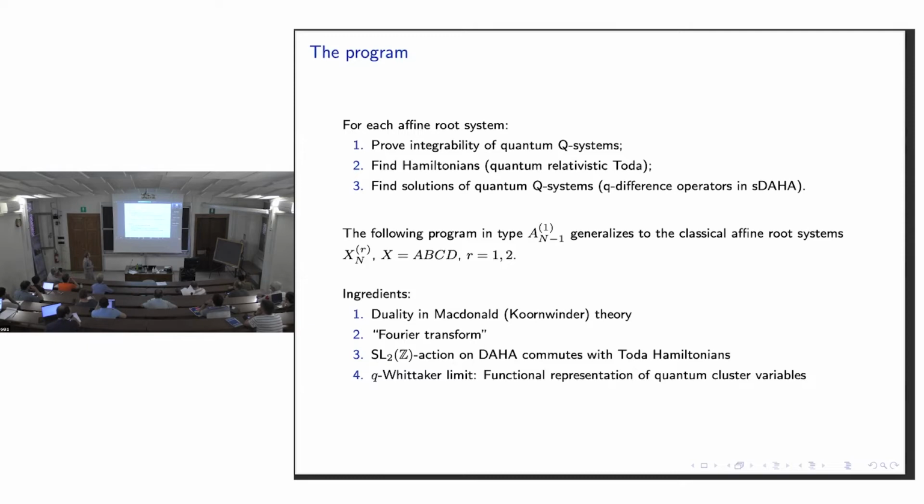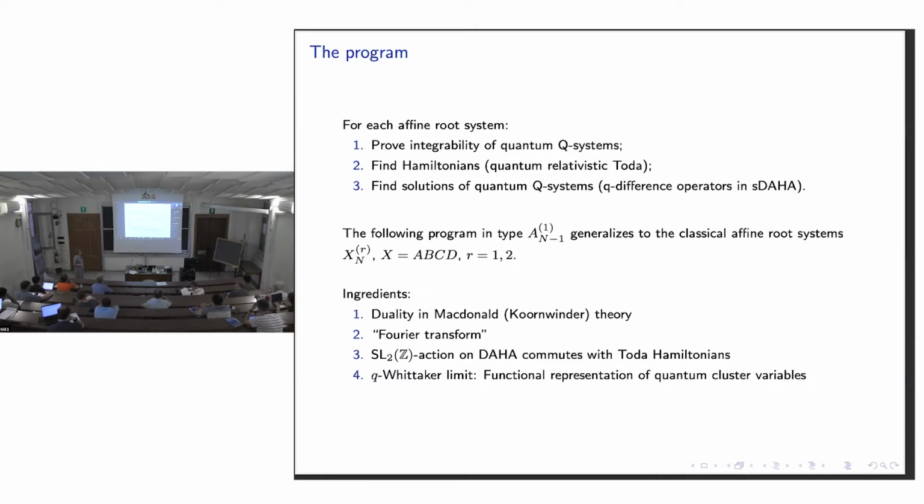And the ingredients are, there's a duality in Macdonald theory, which is a very beautiful property, which I want to show you. And then I use something which, okay, it's not a Fourier transform, but it's close, to go from Macdonald eigenvalue equations to Pieri rules to find the Hamiltonians. And then also on the double affine Hecke algebra, there's an SL2Z action. And one of the two generators of SL2Z will turn out to be the time translation operator. So I need to say how it acts on this algebra.